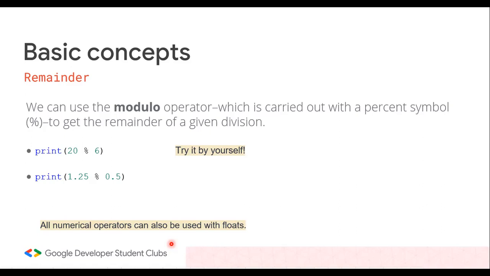Then our operation uses the modulo operator. For example, we already know that if we would like to see any operation, we just use print. And if we would like to get 20 modulo 6, then just type it, and we can easily get the result by running this cell.